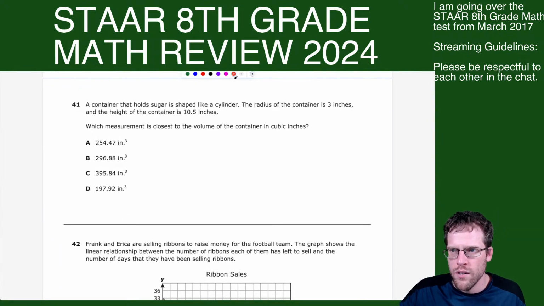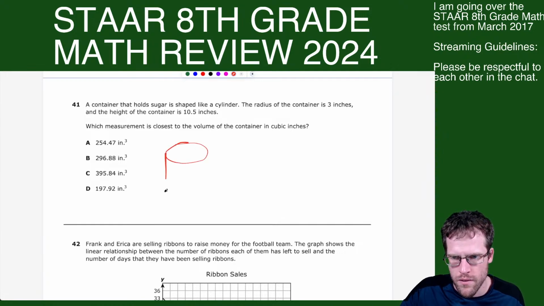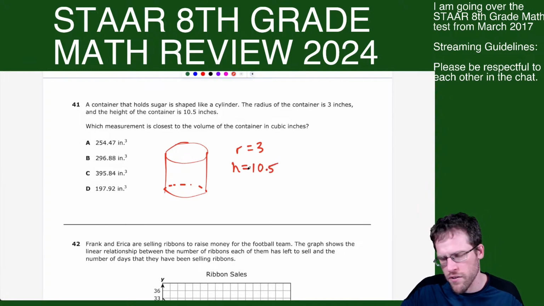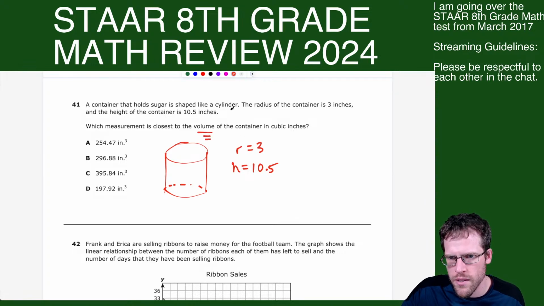Question 41. We have a container that holds sugar, shaped like a cylinder. So here's our cylinder. And the radius is 3 inches. The height is 10.5, but I'm going to leave the units out because it's multiple choice. We're not going to be graded on our substitution with units. Which measurement is closest to the volume of the container?